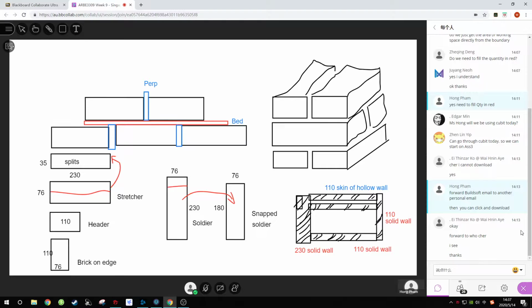And when you measure, in this case you have how many items? 110 solid wall is one item. These two skin of hollow wall is one item.